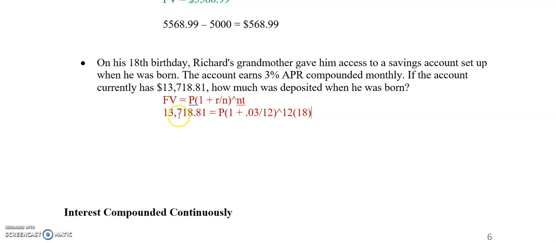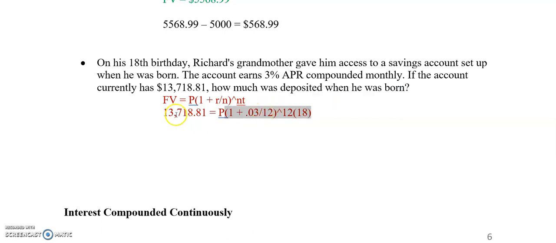So again, notice that because we have values on each side, we are going to have to find all of this value and then take $13,718.81 and divide it by that value. And you're going to have to use your ANS key or your answer key on your calculator in order to keep this as a non-rounded exact number.